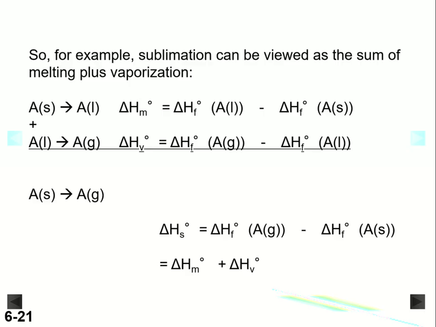We can take those two reactions and add them together. So the solid goes to the liquid, then the liquid goes to the gas, so the overall process is solid going to gas. That's the sublimation energy, and that would be the enthalpy of formation of the gas minus the enthalpy of formation of the solid form of A. Or we could write down simply enthalpy of fusion plus the enthalpy of vaporization gives us the enthalpy of sublimation. That is a Hess's law demonstration.